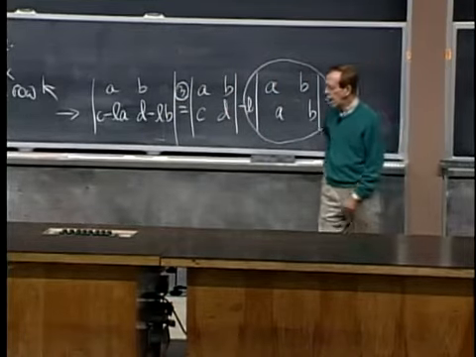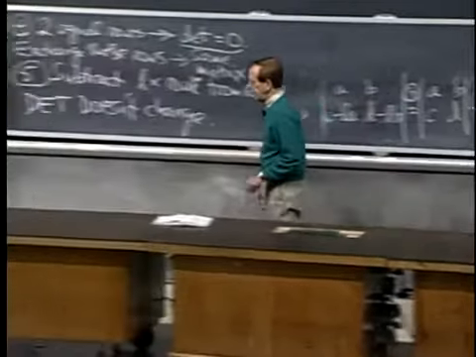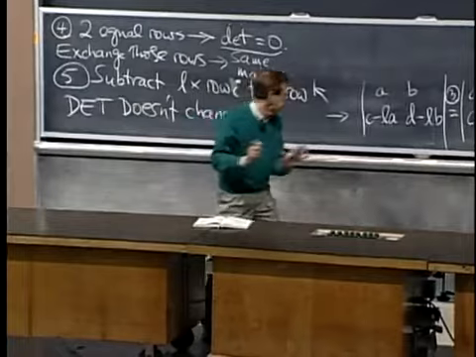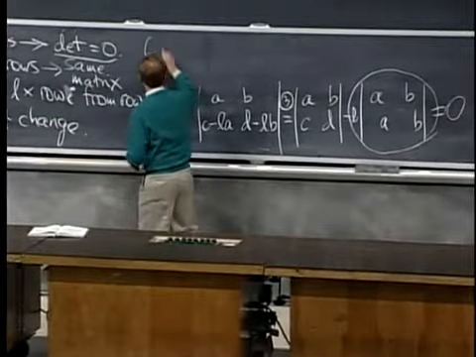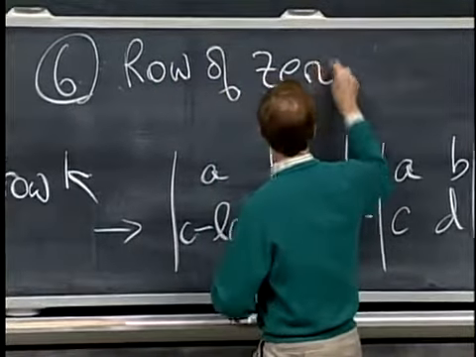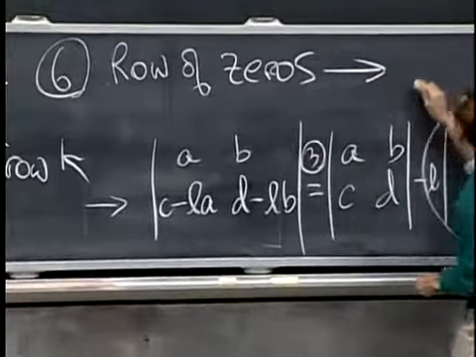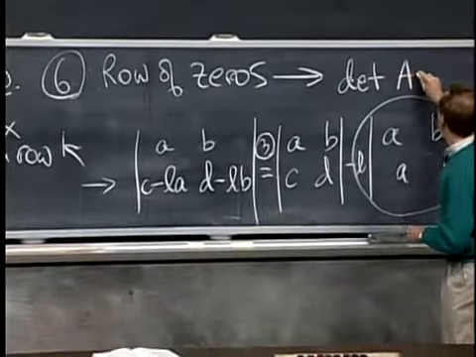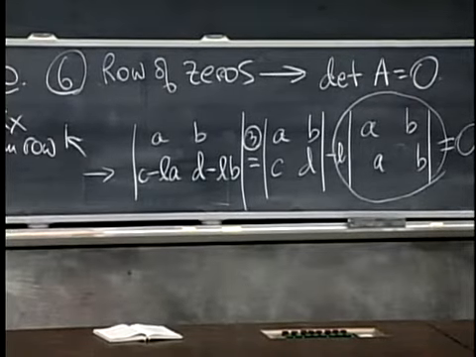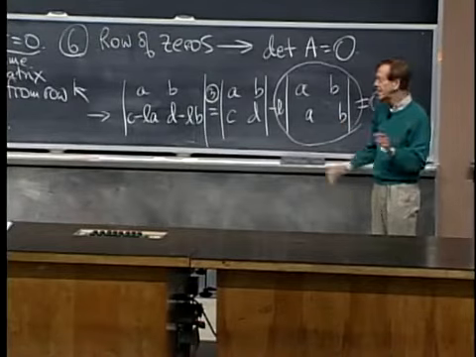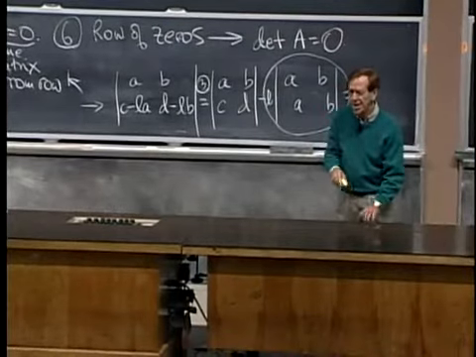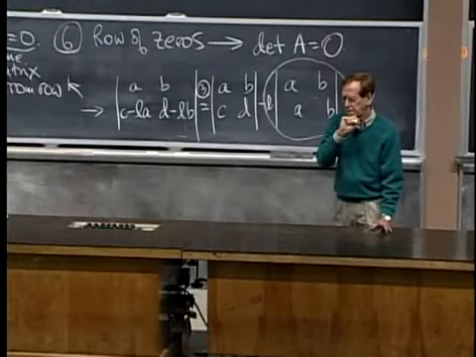Good. Okay. Now, let's see. If I rescue my glasses, I can see what's property 6. Oh, 6 is easy. Plenty of space. Row of zeros leads to determinant of A equals 0. A complete row of zeros. So again, this is something that I'll use in the singular case. Actually, you can look ahead to why I need these properties.